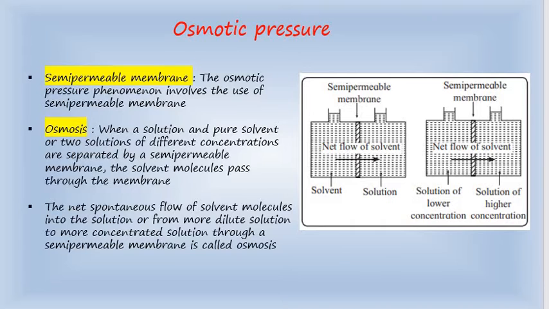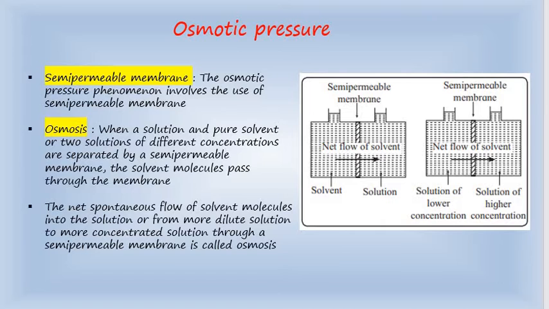Osmotic pressure phenomena involve the use of a semi-permeable membrane, which is a film-like structure, or you can say a cellophane, which has pores large enough to allow the solvent molecules to pass through them, and small enough that they do not allow the passage of large solute molecules or ions of higher molecular mass through them. The semi-permeable membrane selectively allows passage of solvent molecules. And what is osmosis?